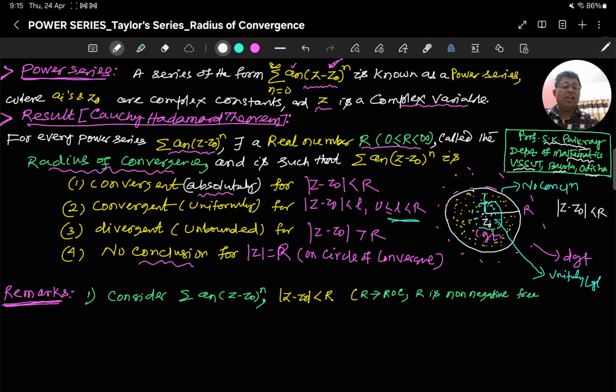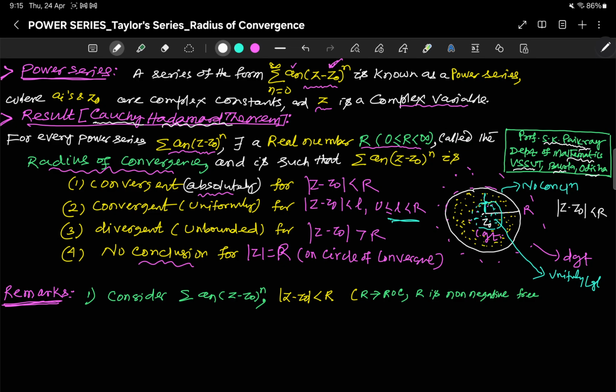So without much delay, let us discuss some important remarks, followed by how to find the radius of convergence. Actually, this result is because of the Cauchy-Hadamard theorem. It is the joint contribution of two mathematicians, Cauchy and Hadamard.